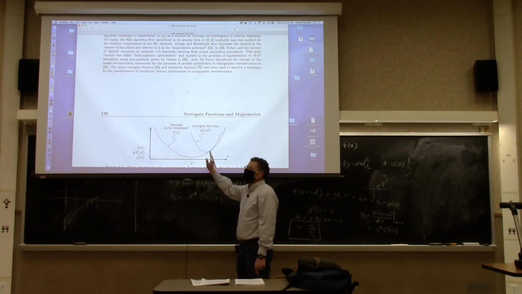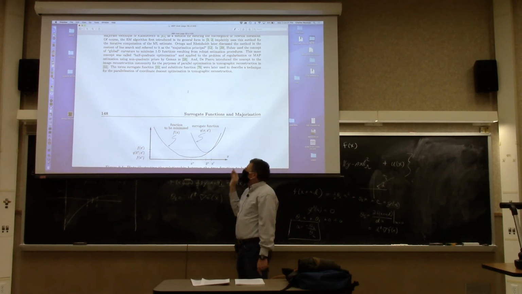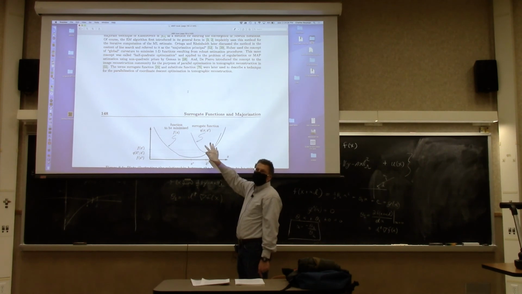So this is essentially a generalization of Newton-Raphson, which always works as long as you can find the upper bounding function. And this is what we're going to learn. It's called majorization. These are called surrogate functions.